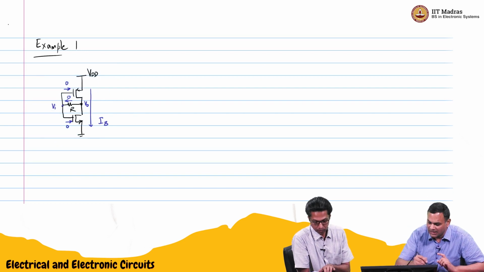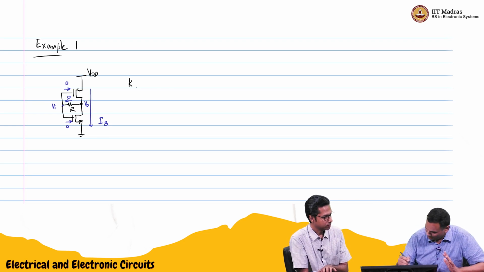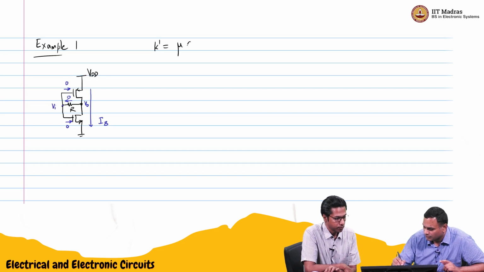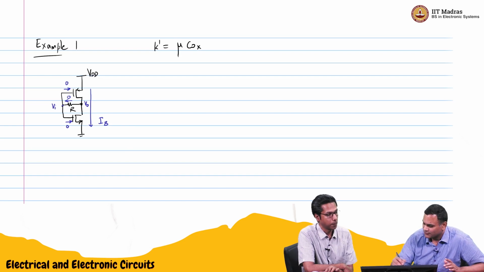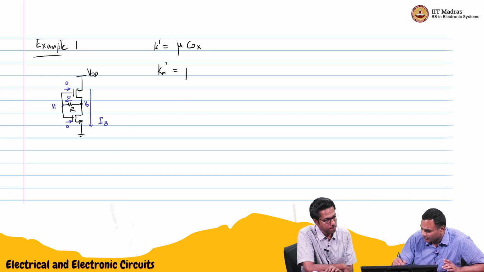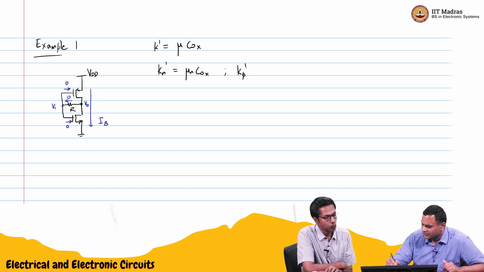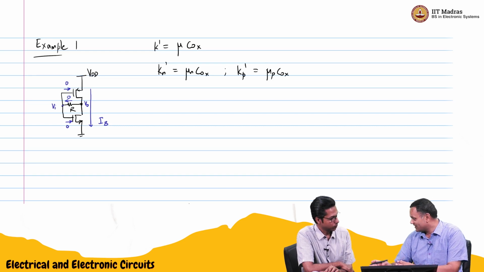You are given K prime W over L. It explicitly says it as K prime W over L. We'll just call that K. That K prime, we'll also tell the students now. In a lot of textbooks, K prime is used to represent mu Cox. So if you say Kn prime, it is mu n Cox, and they use Kp prime to say mu p Cox, and then you multiply this with the dimensions of the transistor.